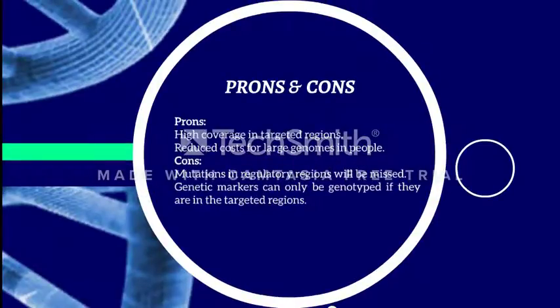On pros and cons, we have that on pros, we have two aspects. The first is the high coverage in target regions, and second, reducing the cost of large genomes in people. And in cons, we have two aspects too. The mutations in regulatory regions will be missed, and second, the genetic markers can only be genotyped if they are in the target regions.